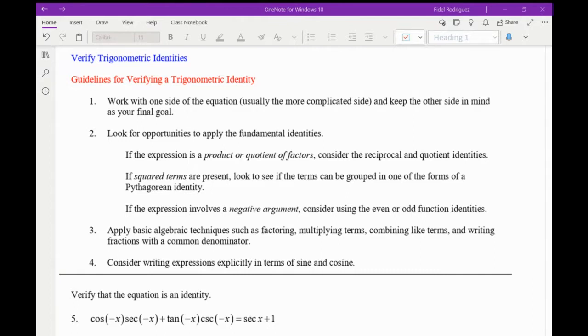Did I put it in here? Here we go. Hints for verifying trig identities. So, guys, this is a document that I used when I was teaching all this stuff.